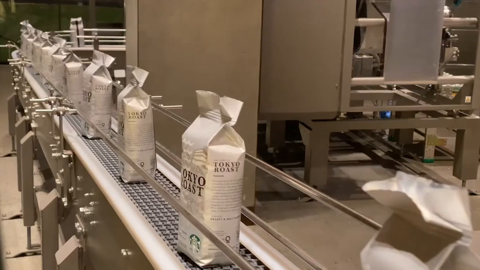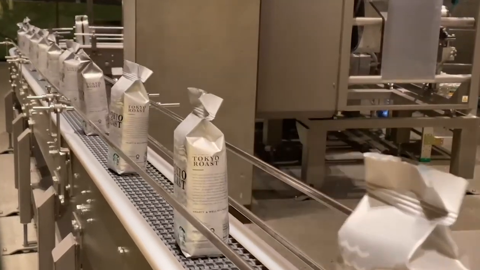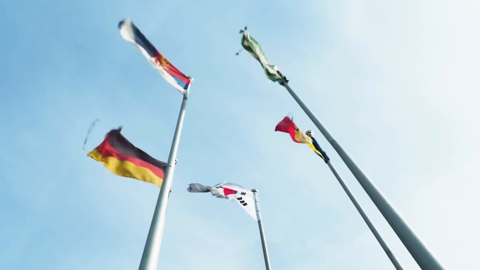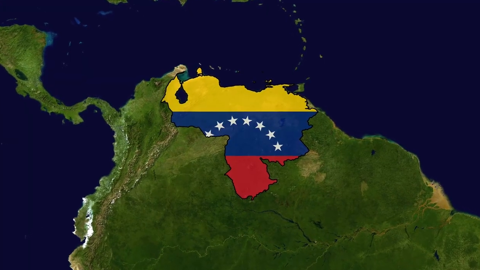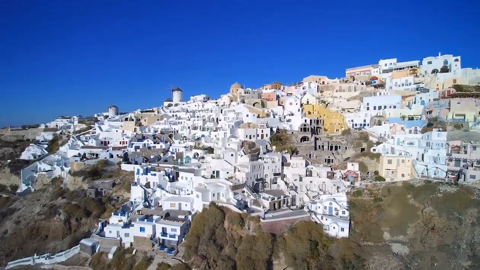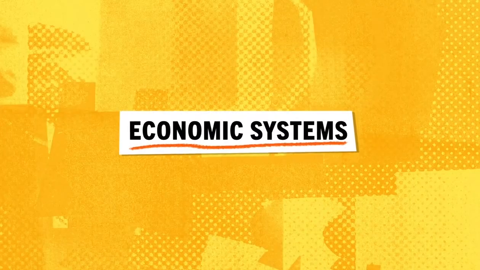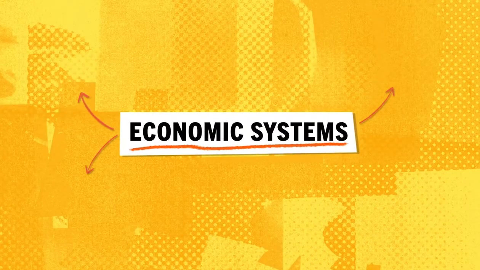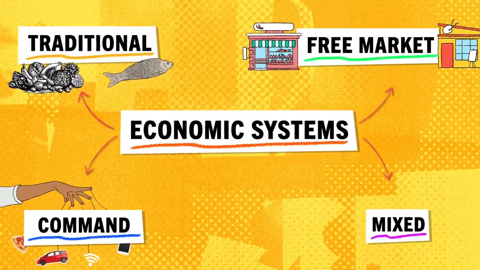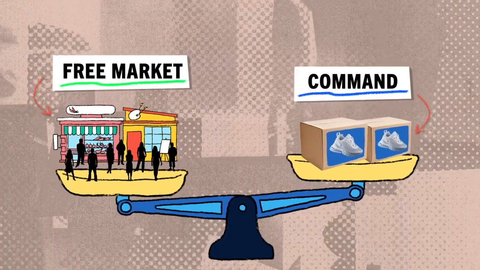In this video, we'll explore why some countries, like Germany and Japan, have become economic powers, while others, like Venezuela and Greece, struggle with financial crises. We'll talk about different economic models, capitalism, socialism, and mixed economies, and we'll review the advantages and disadvantages of each.